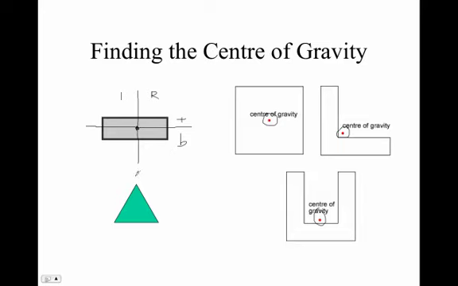Let's try this again. Let's look at the triangle. You draw a line dividing it in half like that. Is the left side symmetrical to the right side? Is this side symmetrical to that side? Yes, so we know it's on the line.